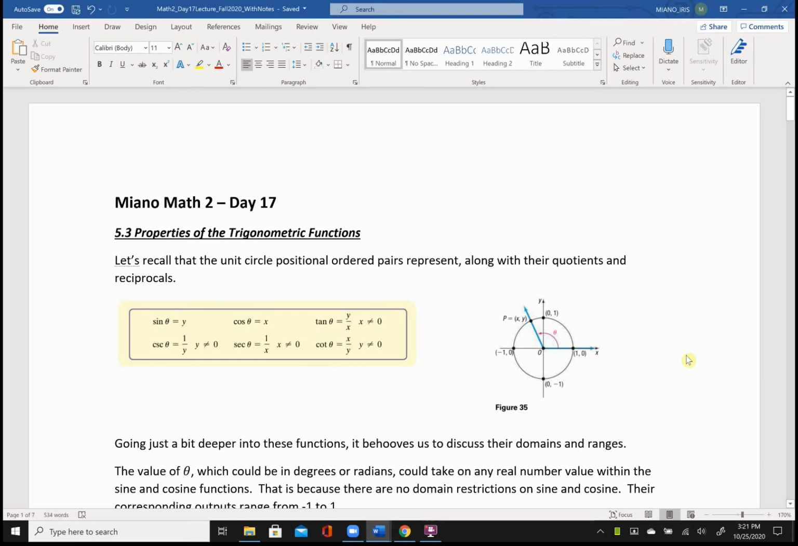I've got a Day 17 lecture for you for Math 2 Pre-Calculus. Just one section we'll be covering. It is quite dense though, and it is section 5.3 concerning properties of trigonometric functions.